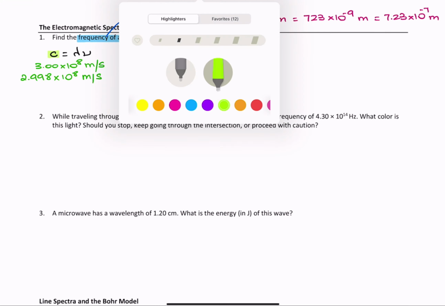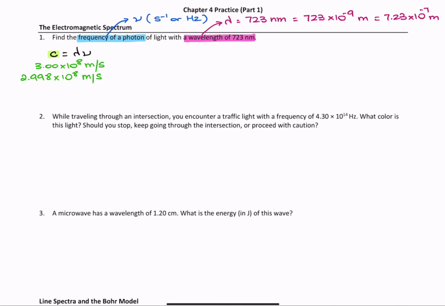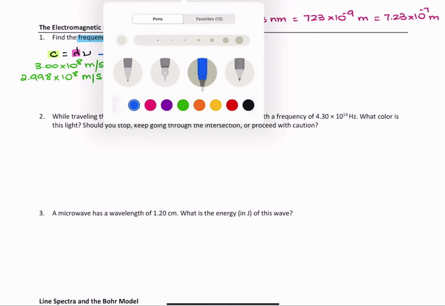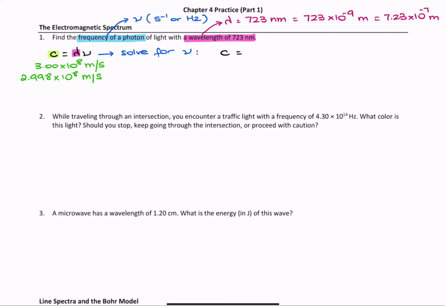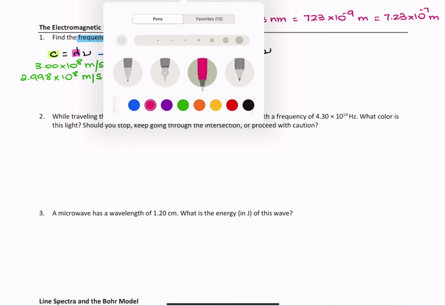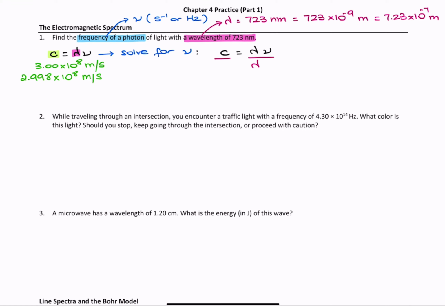We are given the wavelength, so we're looking for the frequency. So let's solve this equation for nu. We have c equal lambda nu, so I'm going to divide by lambda on both sides, so my lambda cancels, and I get that the frequency nu is equal to the speed of light over the wavelength. Don't forget to write down units.